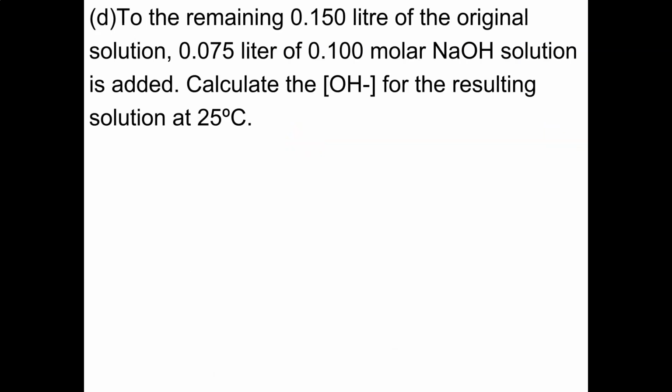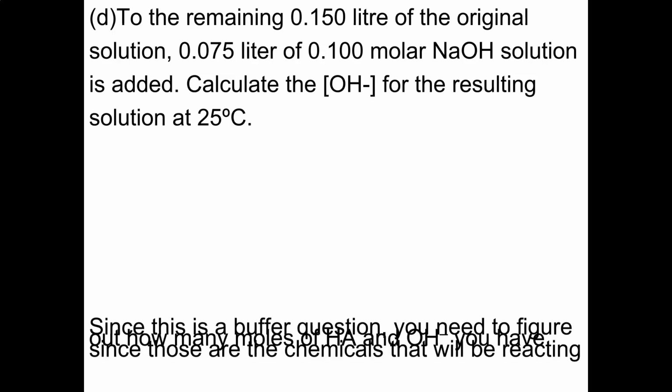To the remaining 1.5 liters of the original solution, 0.075 liters of 0.1 molar NaOH is added. Now you're dealing with a neutralization scenario. Now it becomes more challenging because you're adding this to the original solution. So now it's a buffer question, so it's a type 2 question.